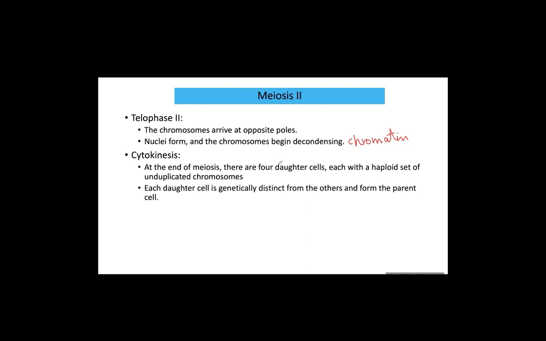Therefore, how many daughter cells are there from meiosis? 4 daughter cells. Each daughter cell has a haploid set of unduplicated chromosomes, because the sister chromatids already separated during anaphase 2 of meiosis 2. So they become unduplicated chromosomes in telophase 2. Each daughter cell is very distinct from one another and even distinct from the parent cell.